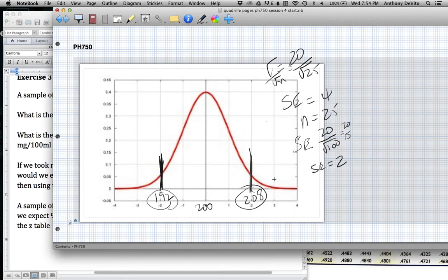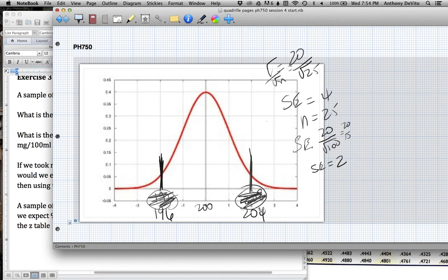So now what does that tell us? Well, that tells us that we would expect 95% of the means, if we took a sample from that population, a sample size of 100, we're 95% certain that the results of that sample would be between, let's see, instead of 192, it's going to be between 196, right? 2 standard errors below, and 204.